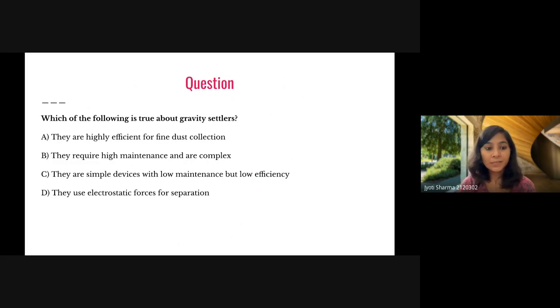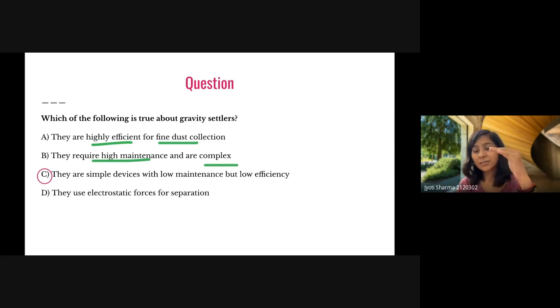Priscilla gave me a C answer. Okay, so yes, C is the right one. Highly efficient? No, this is not highly efficient because we are just relying on gravity. High maintenance and complex? No, this is very simple. Gas is coming in, then taking some time so that particulate matter can settle down, and then gas is going out. So this is very simple, has very low maintenance, and efficiency is also low.